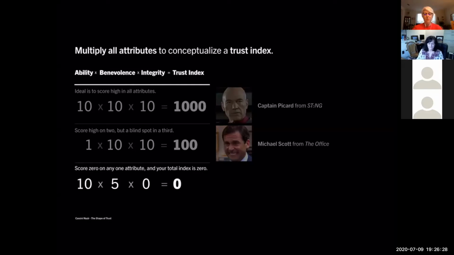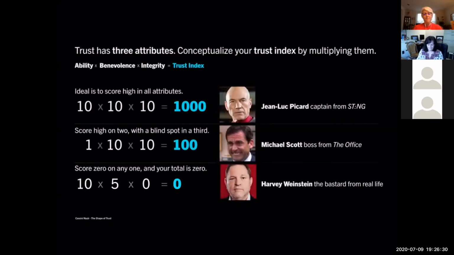And unfortunately, the first 2 are examples of people who are fictional. It doesn't take much imagination to think very hard about people for whom, right, their integrity is 0. And Harvey Weinstein is one of many that we could have pulled from here. But if you score a 0 on any of those, doesn't matter how high your ability is, your total trust index is 0.